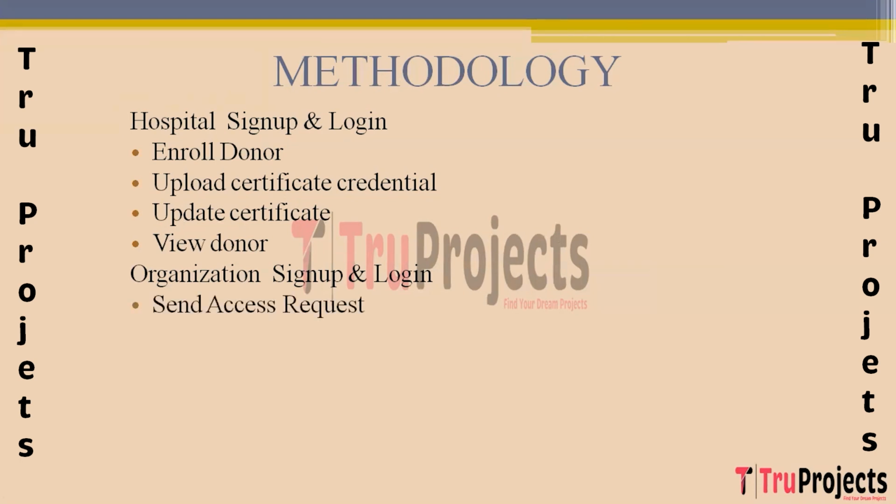The next module is Send Access Request. So organizations can request access to specific donor certificate credentials. This module allows them to send formal requests to donors to access donor records and certificates for the purpose of matching donors with potential recipients.